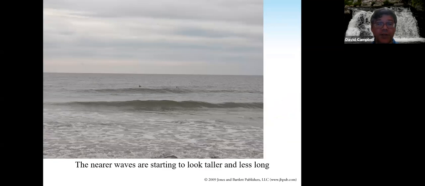If you look for it, you see this quite readily at the beach. We're seeing waves from about where the pelicans are floating, starting to get taller and less wave length.